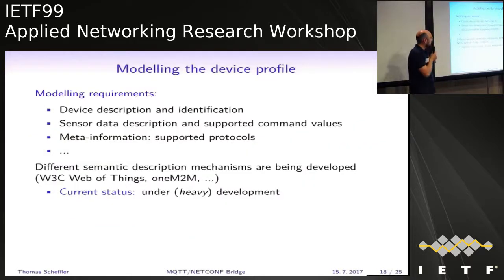So the big question here was, what are basically the modeling requirements? What do we need to put into our data models? First of all, we need some sort of device description and identification. But we also have sensors and actors on our devices which need to describe what kind of data they are putting out and what kind of command values they are accepting. So this needs to be modeled. And also we may have some meta information, like the supported protocols, which needs to be managed. And all this gets written into these files. And I'll show you in a minute how this has been done.